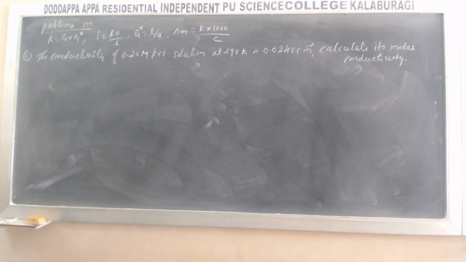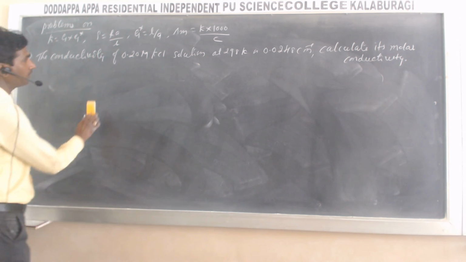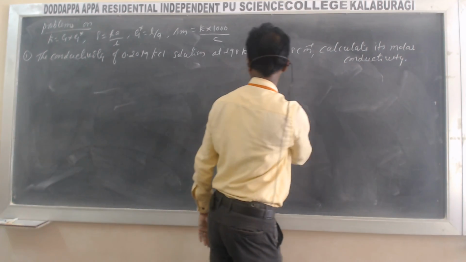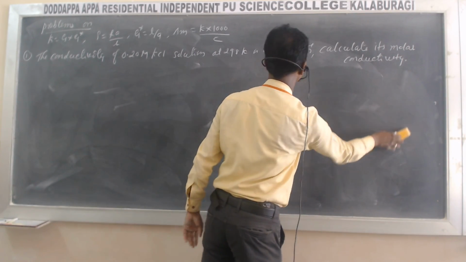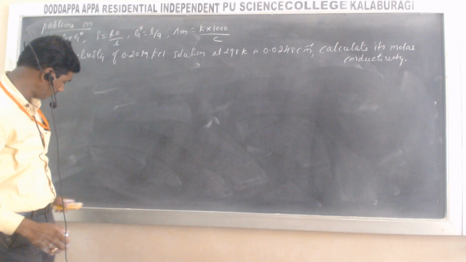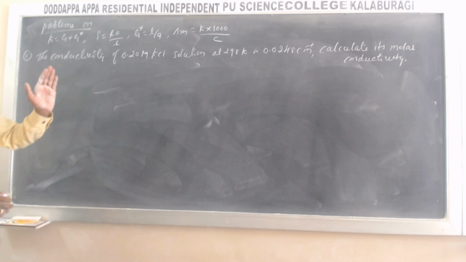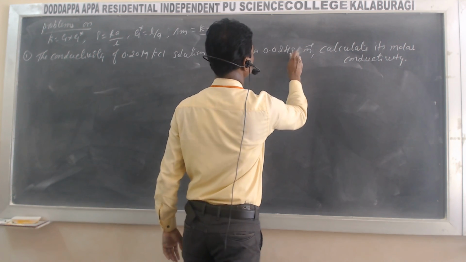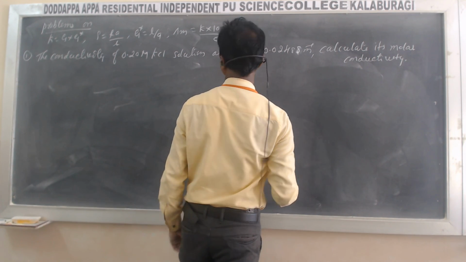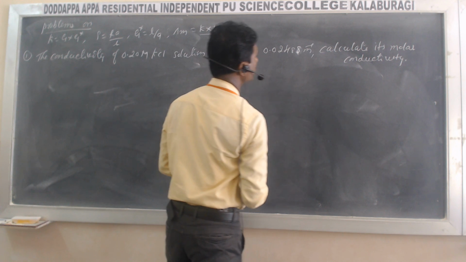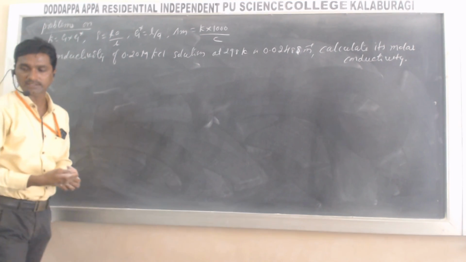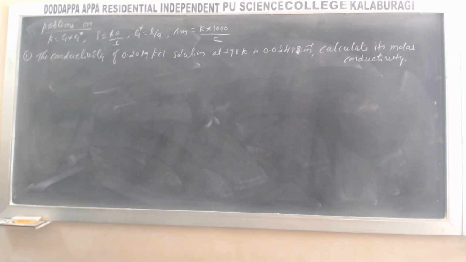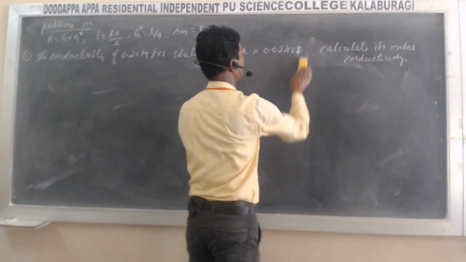First problem. The conductivity of 0.20 M KCl solution at 298 Kelvin is 0.0248 Siemens per centimeter. Calculate its molar conductivity.